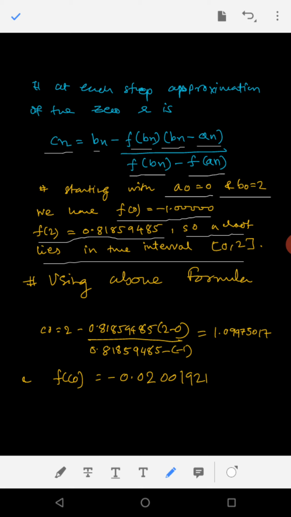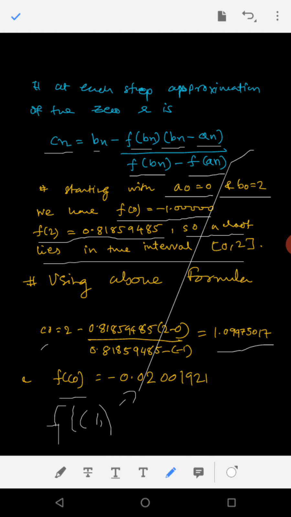Now using the above formula, we can evaluate c0. c0 is for the first iteration. Substitute all the values, and you get this answer. And then evaluate the function f(c0), and the answer is this.